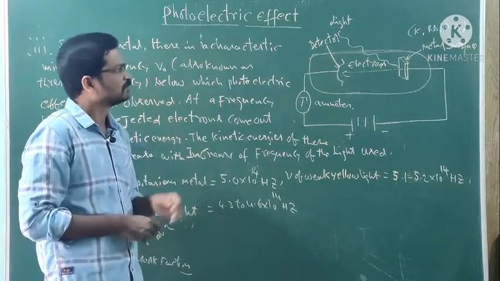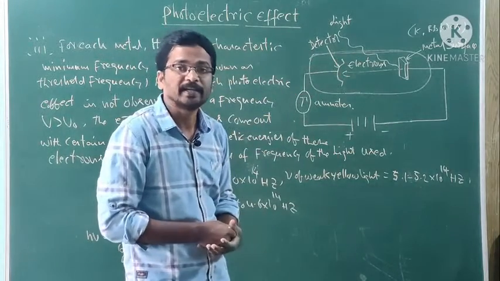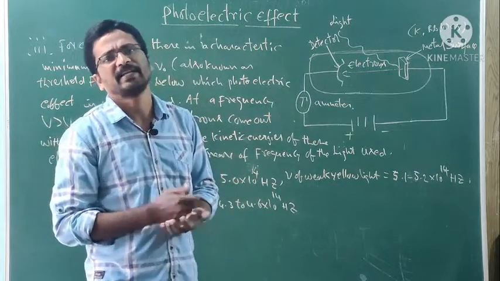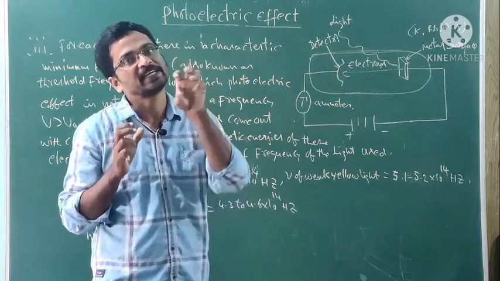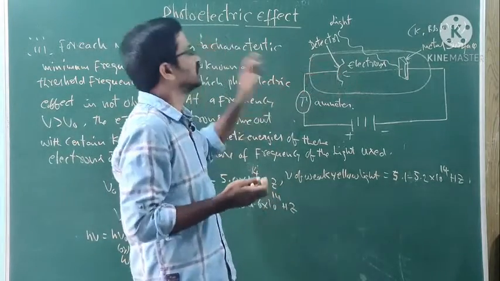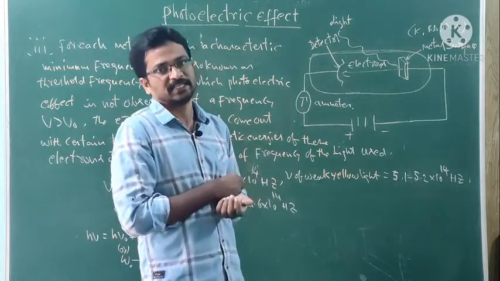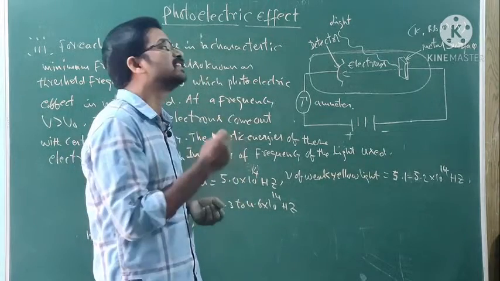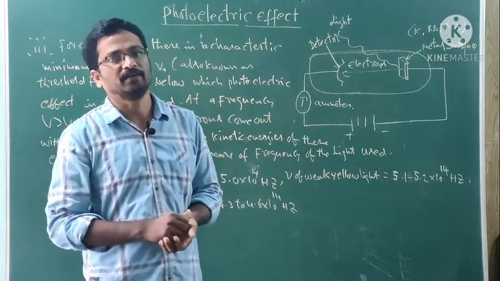Next, there is another point. When brightness increases, the number of electrons ejected increases. Brightness increase means the number of photons, the packets of energy, increases. When the number of packets increases, the number of electrons ejected also increases. When the frequency of light increases, the kinetic energy of the electrons increases. These are the two main points you can always remember.